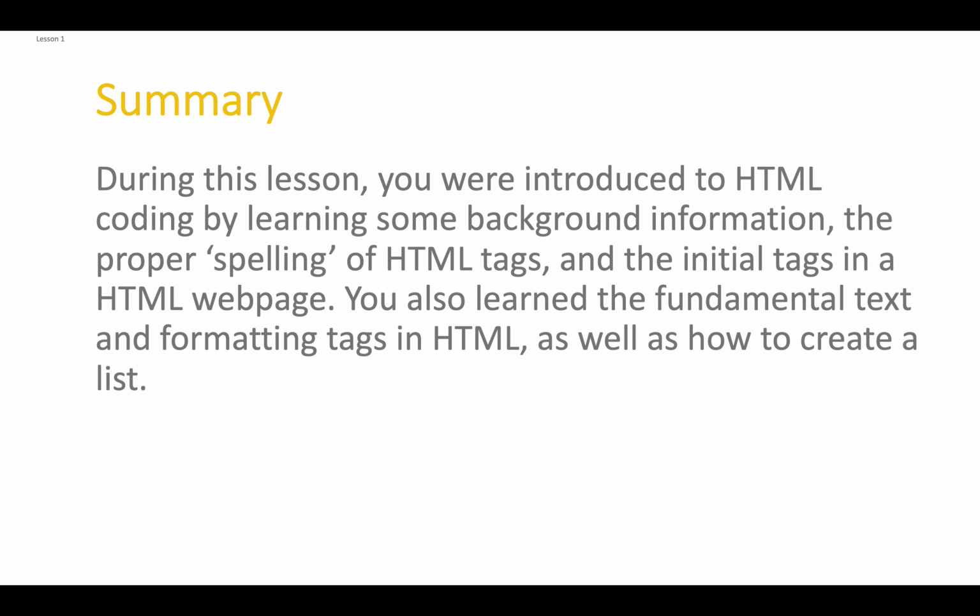You were introduced to HTML coding by learning some background information, the proper spelling of HTML tags, and the initial tags in an HTML web page. You also learned the fundamental text and formatting tags in HTML, as well as how to create a list. Okay, so that's the end of lesson 1. Now go ahead and do the activities associated with lesson 1. So there's 3 activities, and I will see you back here for lesson 2.